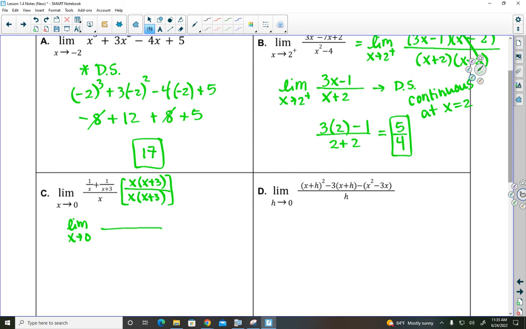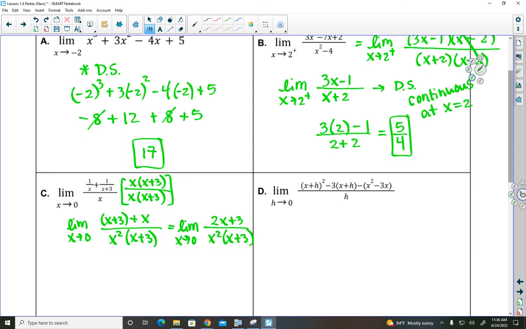Okay. My new expression, my denominator is going to be x squared times x plus 3. My numerator, those x's will cancel, so I'm going to get x plus 3 plus, I know the x plus 3's are going to cancel, so just plus x. Now we've got 2x plus 3 over x squared times x plus 3.